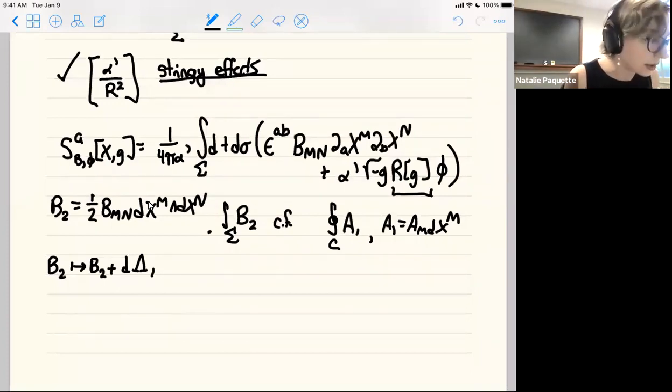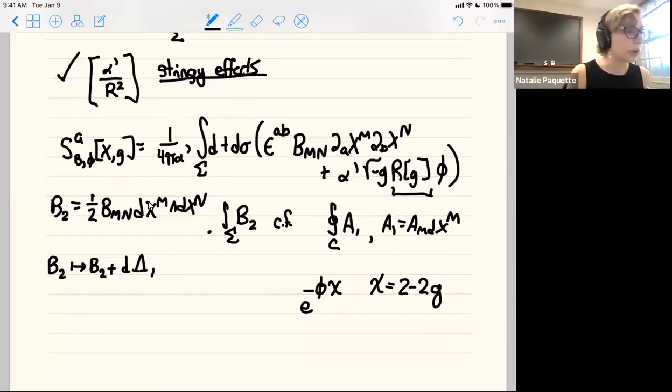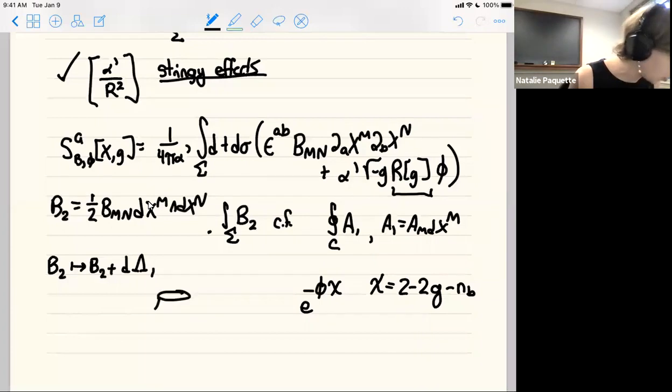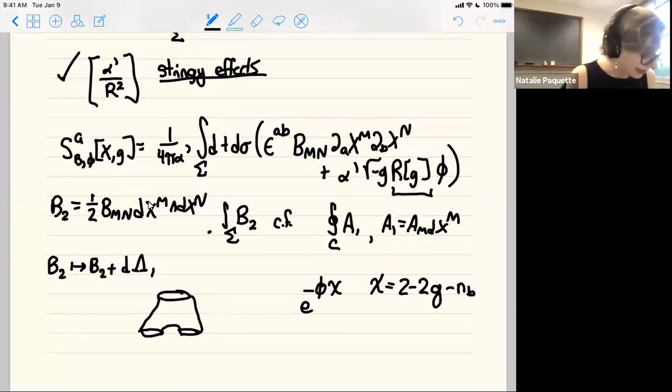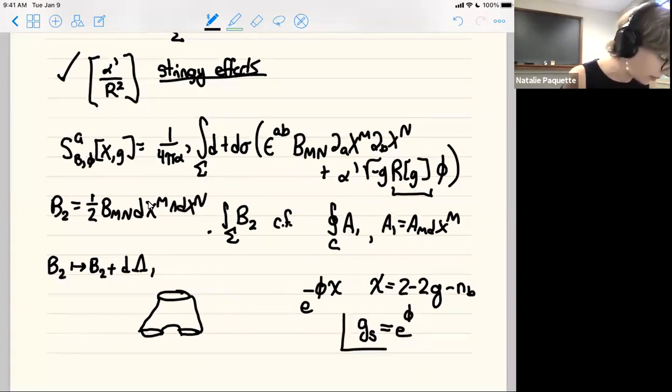So integrating this term for constant dilaton gives you a term like this, where chi is the Euler characteristic of the worldsheet, a topological invariant that depends on the genus of the two-dimensional surface. And if we had an open string worldsheet with some boundaries, there would also be a term counting the number of boundaries. And at this point in every string theory course, you have to draw the pairs of pants. So indeed, the string coupling constant is related to the dilaton in this way.